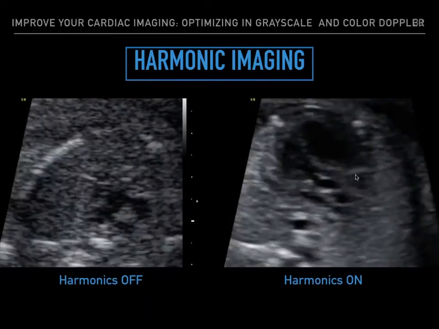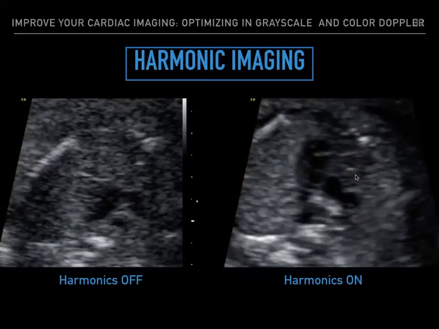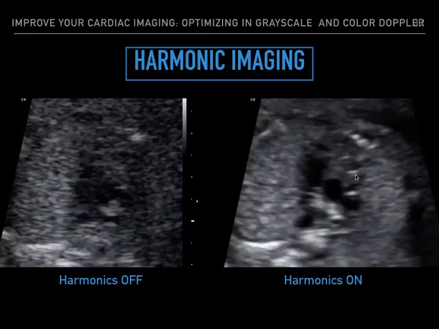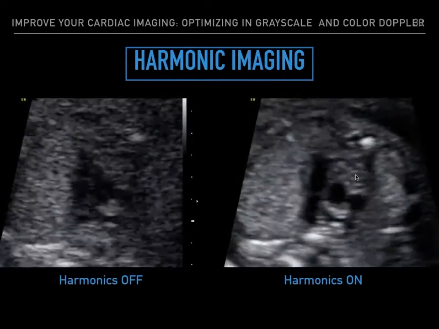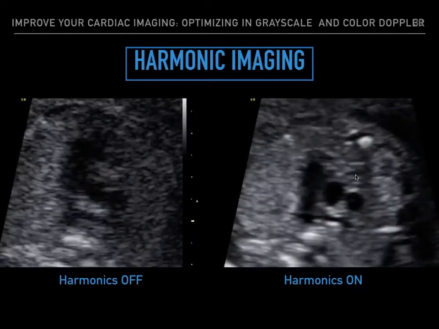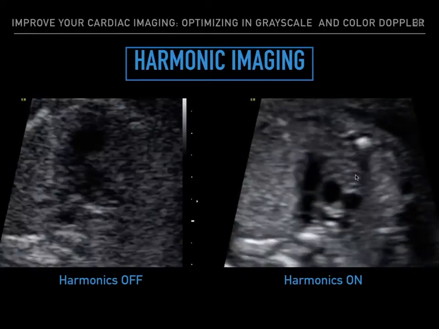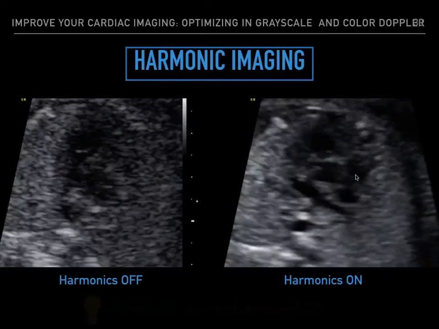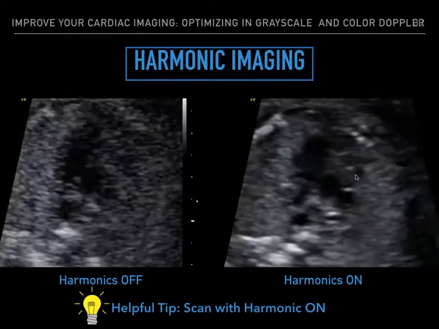And here's just an example of harmonics off and harmonics on when evaluating the three-vessel view. With harmonics off, you notice a very grainy appearance of the three-vessel view. And even just looking at this clip, it's hard to recognize the three-vessel view as we don't see the edges so well. But with harmonics on, you could clearly see a beautiful three-vessel view and also the borders really nicely. So helpful tip, you want to scan with harmonics on.